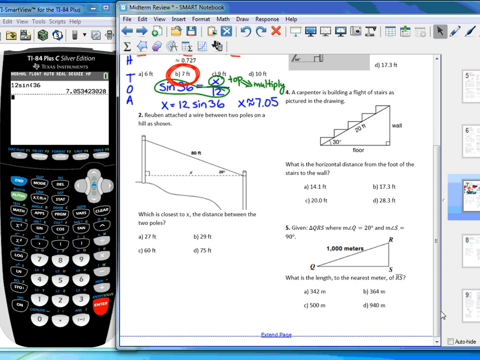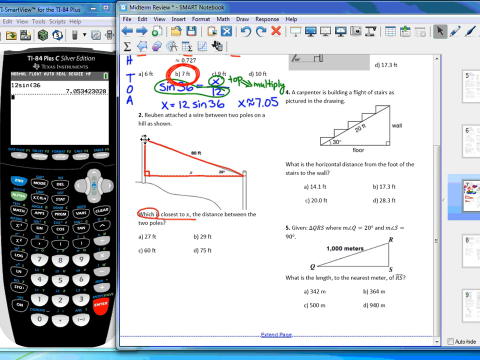Reuben attached a wire between 2 poles on a hill. Anyway, I'm looking for the right triangle. And it looks like we've got a 20-degree angle down there, and up there is 80 feet. And they want, which is closest to x? So once again, I see a 20-degree angle, and one of the sides labeled as a number, and they're asking for the length of another side, and this makes me think of trig.